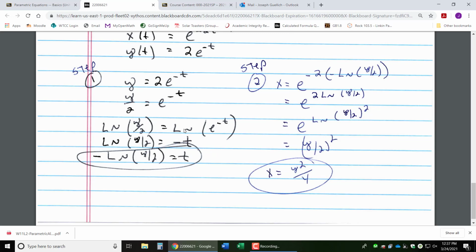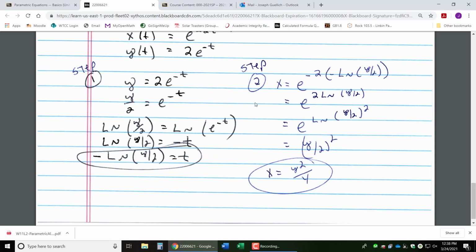The natural log function and the exponential function are inverses, and in this case, they cancel each other out. You can see the -t is all that's left over. Then you take that negative, put it on the left, so now we have t equals. That's step one, solve for t.